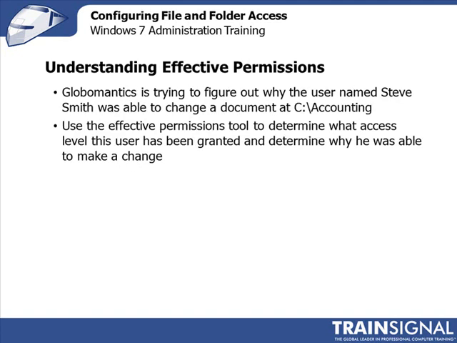In fact, GlobalManTix is trying to figure out why a user named Steve Smith was able to change a document that's located in the accounting folder on the C drive. By looking at the permissions list, it doesn't look like Steve has access to this folder. We're going to use the effective permissions tool to determine what access level this exact user has been granted and determine why he was able to make the change that he was able to make.